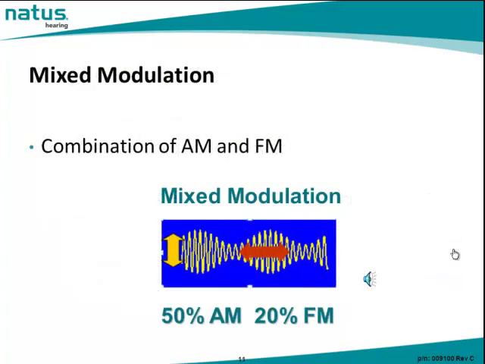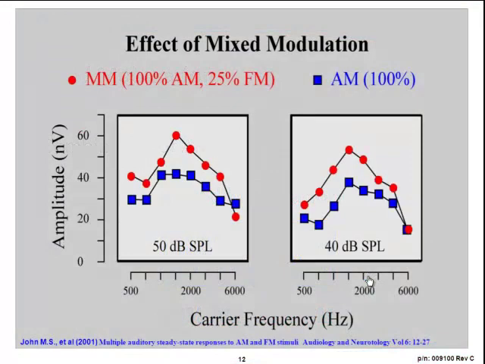When we combine amplitude and frequency modulation, we have mixed modulation, and in this example, we have 50% amplitude modulation and 20% frequency modulation of a 1000 Hz carrier frequency. Mixed modulation is very useful for ASSR testing, as studies have shown that when using mixed modulation stimuli, the amplitude of the ASSR response is increased at mostly all the frequencies that we're testing.